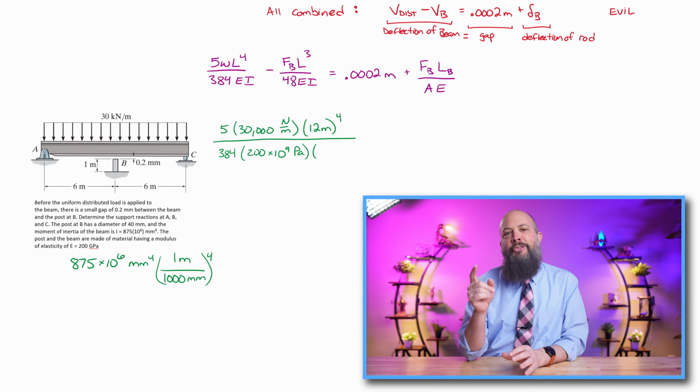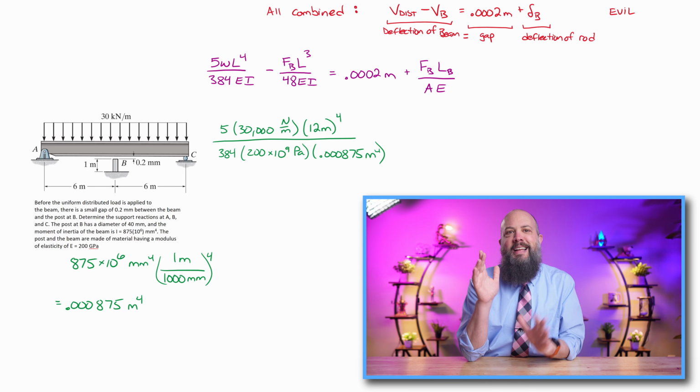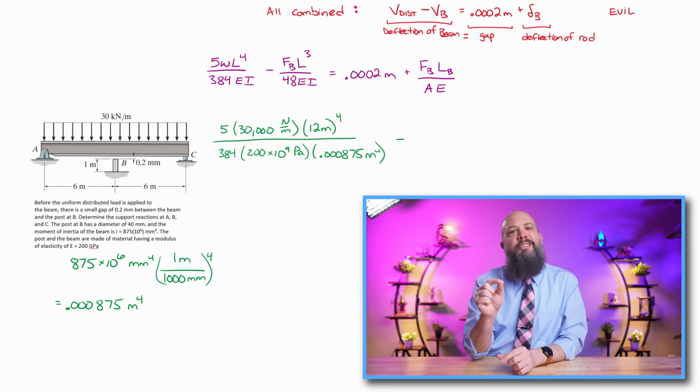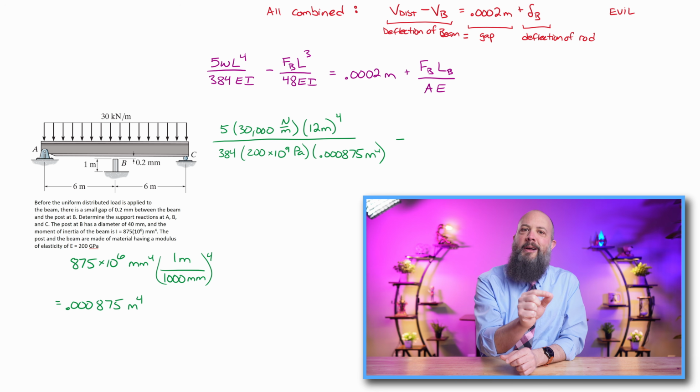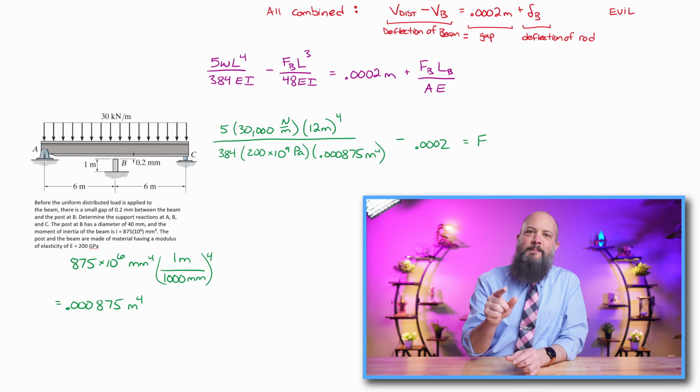So to go from millimeters to the fourth to meters to the fourth, we've got to go 1 over 1,000 four times. So this ends up being, instead of 875 times 10 to the 6, 0.000875, because we had to move the decimal place over 12 places.